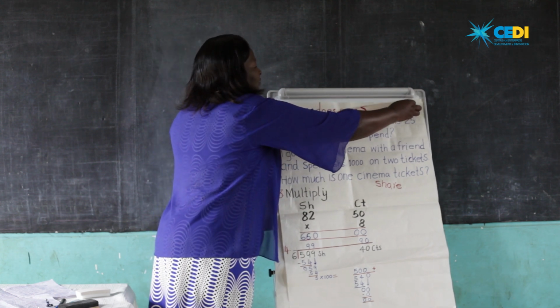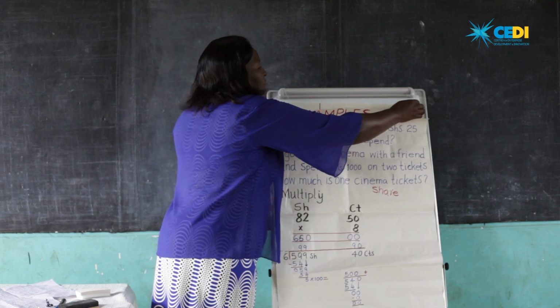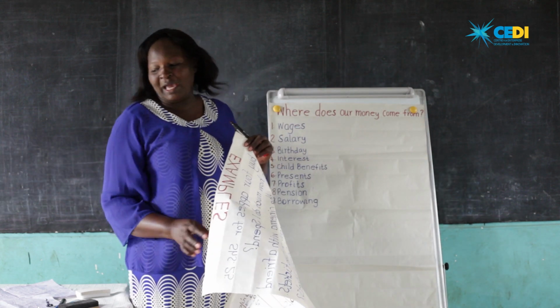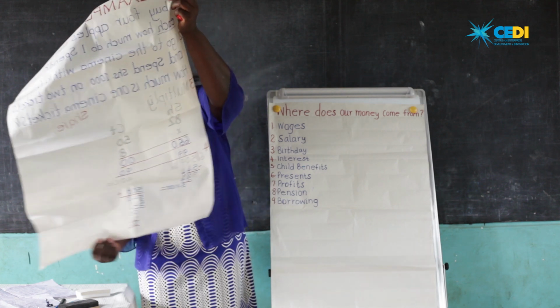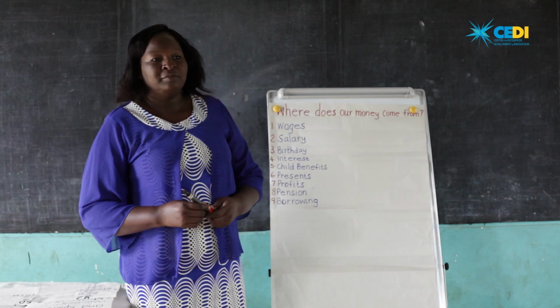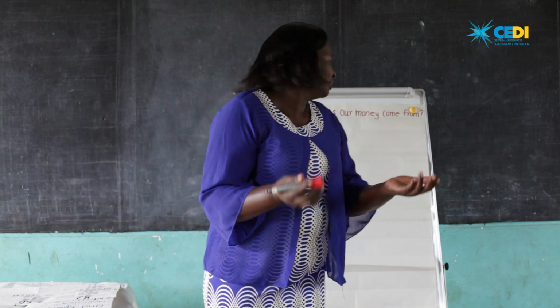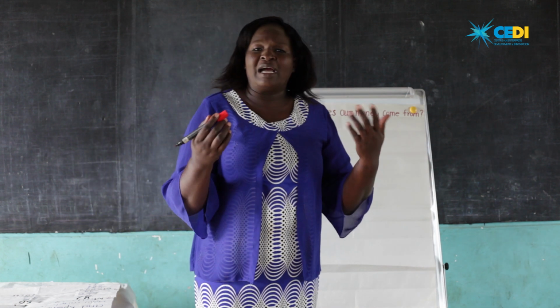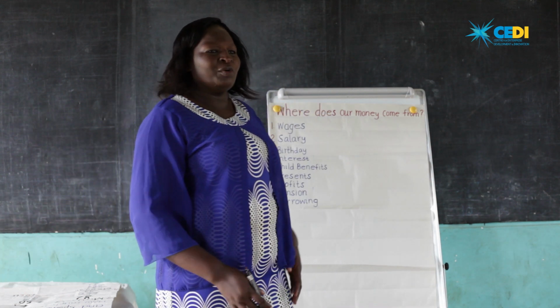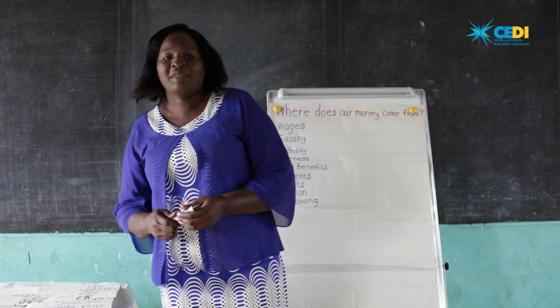Now class, we have talked of money. You are dividing to some children. You are multiplying or giving out to some children. Now, where does our money come from? Where do we get this money that you want to divide to your children, you want to use for buying something? Can you tell me?